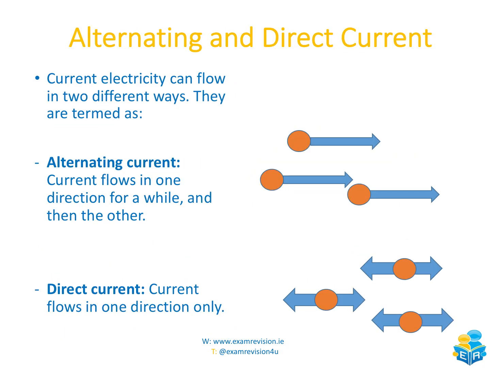Now, just on that, we're going to talk about two different types of current when we mention current electricity. We will come back to this towards the end of the presentation as well. It's just to mention it now. So current electricity can flow in two different ways. They can be referred to as alternating current. So this is where current flows in one direction for a while and then can go the opposite direction. So that's what the diagram down here represents. Or we have direct current, and this is current that flows in one direction only. And sometimes they're referred to as AC and DC. So AC standing for alternating current and DC standing for direct current.